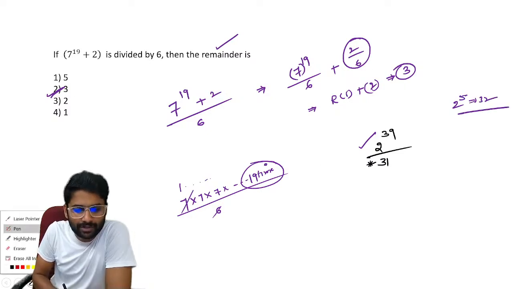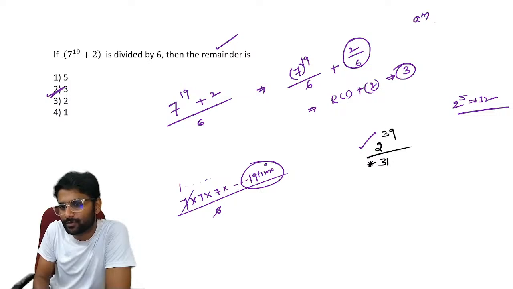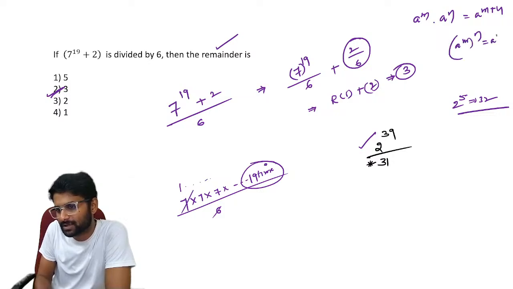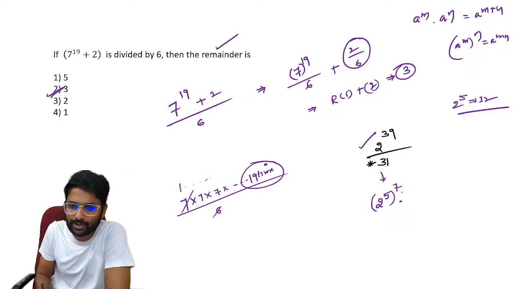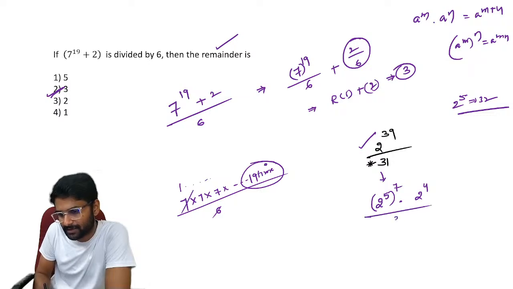Now you have to convert 2 power 39 with the help of these formulas. A power m into A power n is equal to A power m plus n. A power m whole power n is equal to A power mn. Let's use this formula. So here, 2 power 5 whole power 7. 7 into 5 is equal to 35. Then we are left with 2 power 4 divided by 31. After this conversion, 2 power 5 is 32 whole power 7, and 2 power 4 is 16, divided by 31.